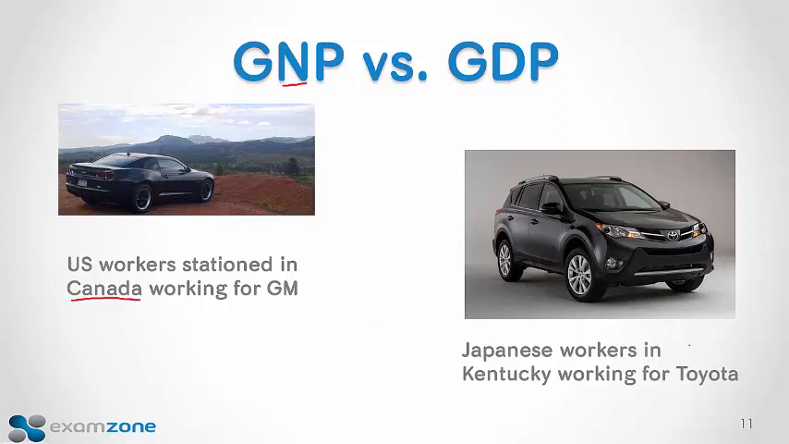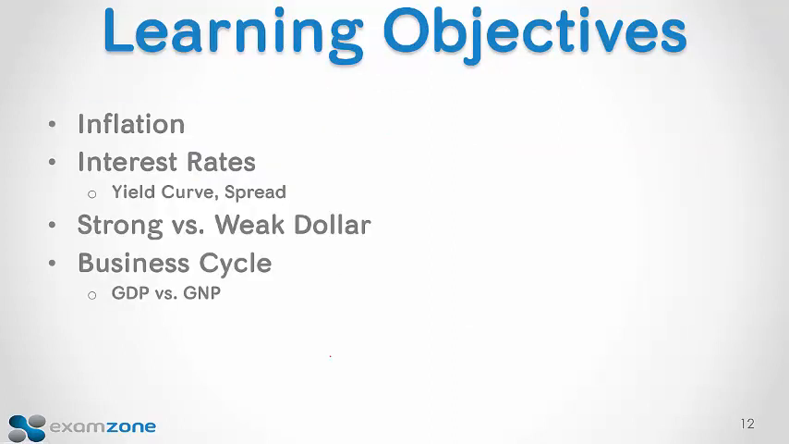Over here, Japanese nationals stationed temporarily in Kentucky, they're working for a Japanese company. Their productivity is happening domestically, but they're Japanese nationals, so it's part of their GNP, not ours. And that's why we're breaking this up into just these lessons.